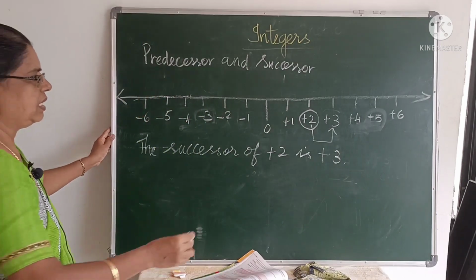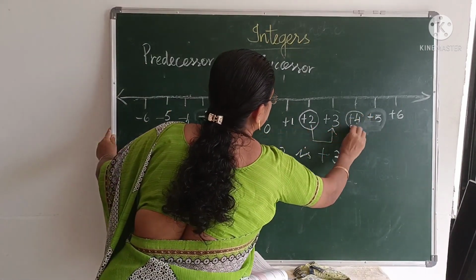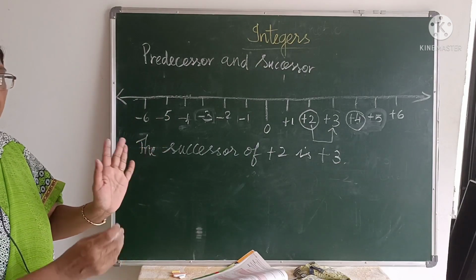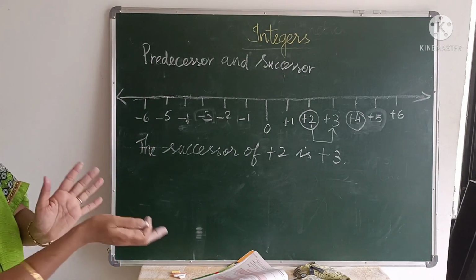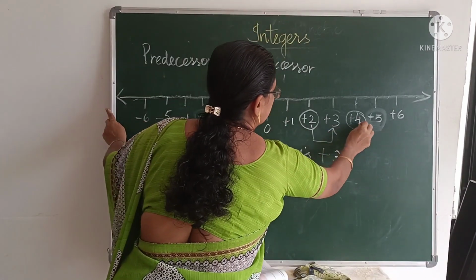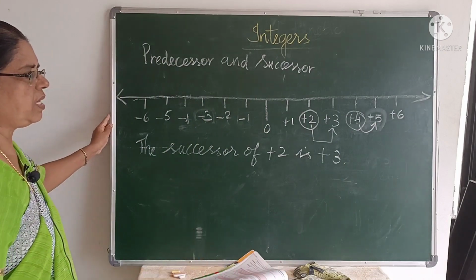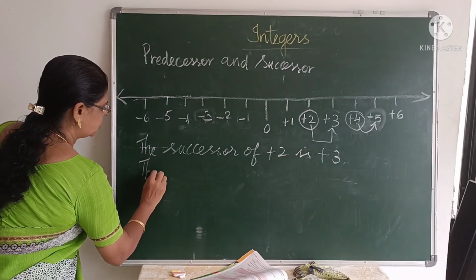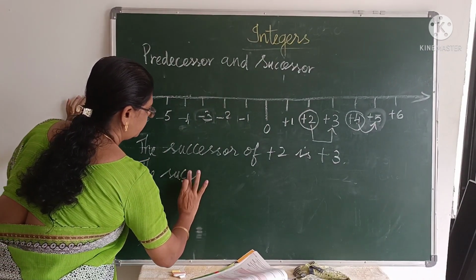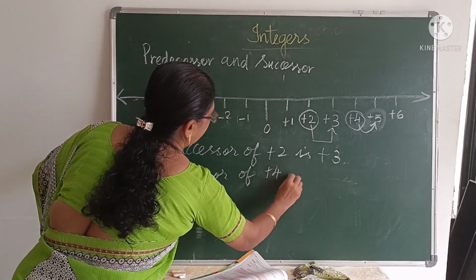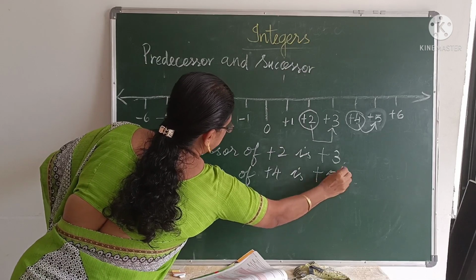In the same way, the successor of plus 4. To find out the successor of the given integer, you should just look at the right side. So to the right of it, plus 5 is written. So the successor of plus 4 is plus 5.